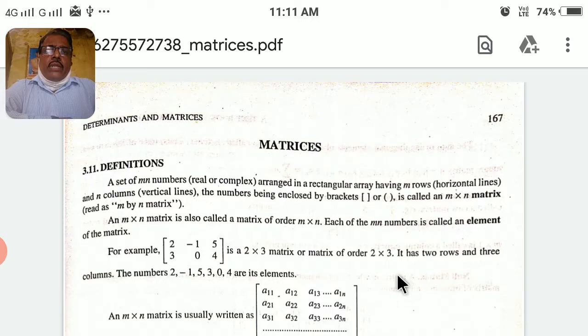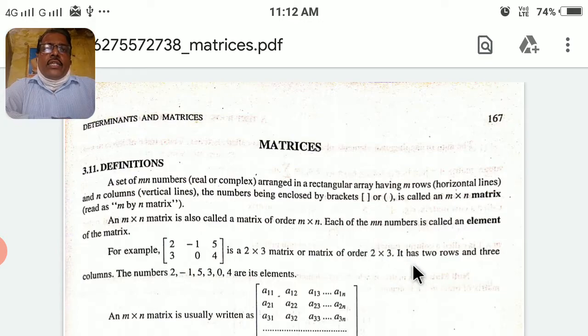You have all studied matrices at your PUC level. Now I just want to recapitulate all the things that you have studied. What are matrices? What are the types of matrices? How to multiply two matrices? How to add two matrices? All those basic things are there. I just want to recapitulate so that in the next class I'll solve the problems.